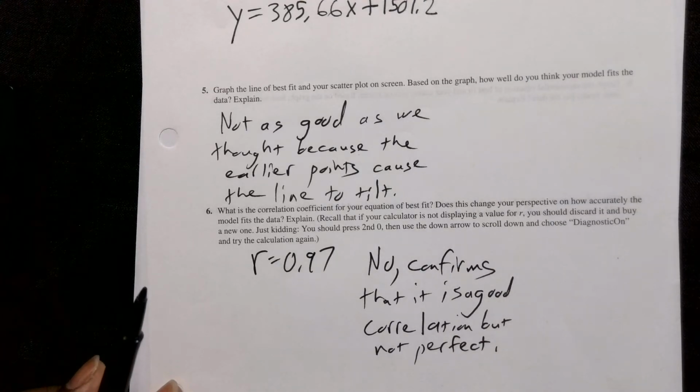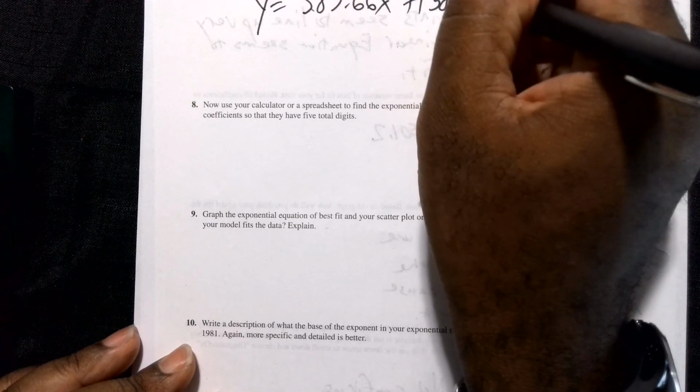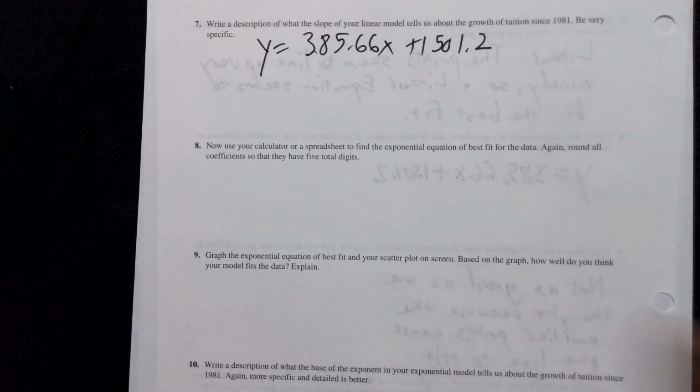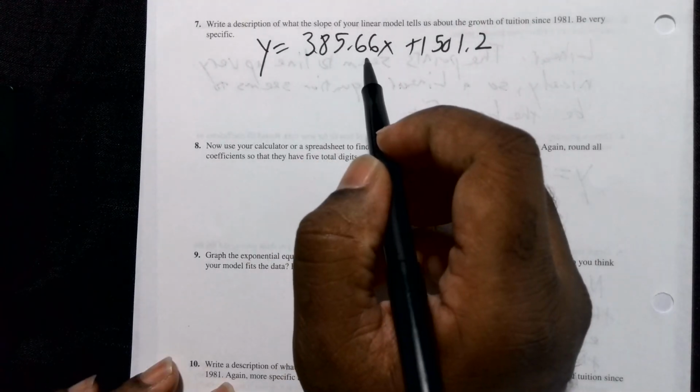Okay, now we go to our last problem for this section. It says, write a description of what the slope of your linear model tells us about the growth of tuition since 1981. Be very specific. First of all, our equation was y is equal to 385.66x plus 1,501.2. Our slope is always the number connected to x.